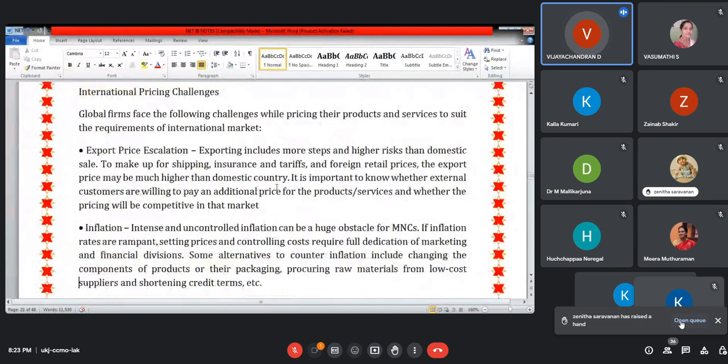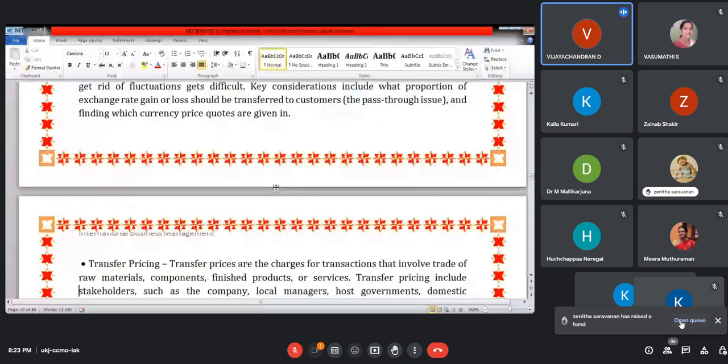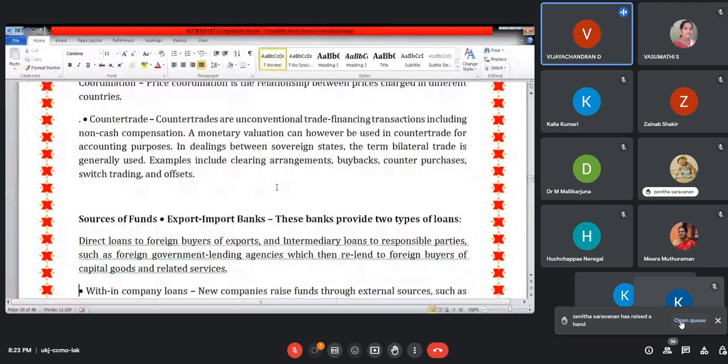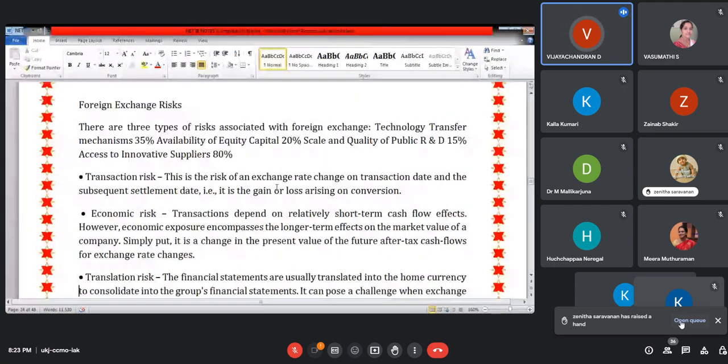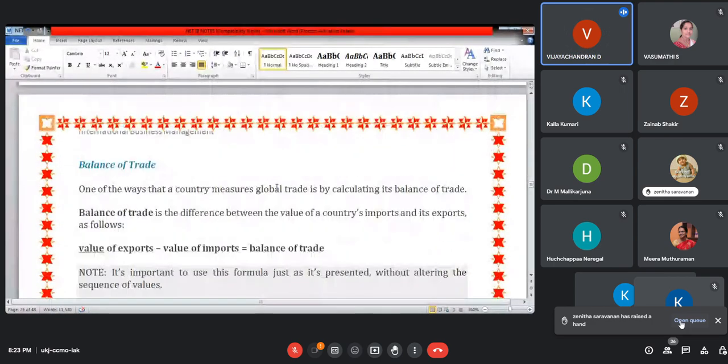Yes, these are the challenges. What are the sources in international trade? Another important one is balance of trade. Balance of trade. This is very important.